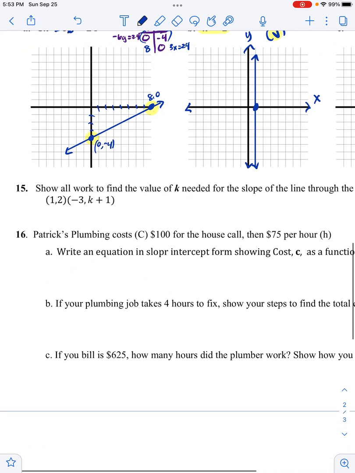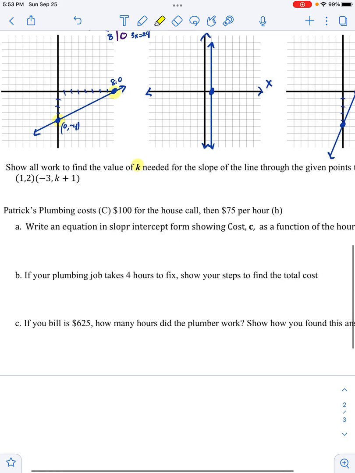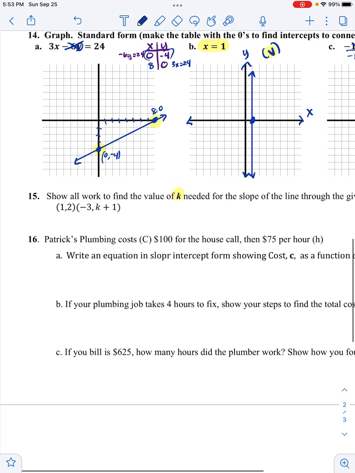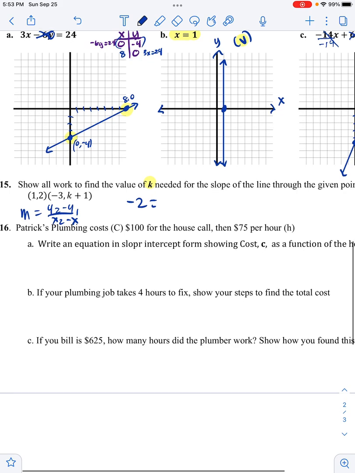Okay, so this is a K problem. You want to know how to do these. Show all your work to find the value of K needed for the slope of the line through the point to be -2. Okay, so you know the formula. You know that slope equals y2 minus y1 over x2 minus x1. So they just told you at the end of the problem that the slope is -2. I'm going to put it as -2 over 1 because every whole number is over 1 and it'll make it easier for me.